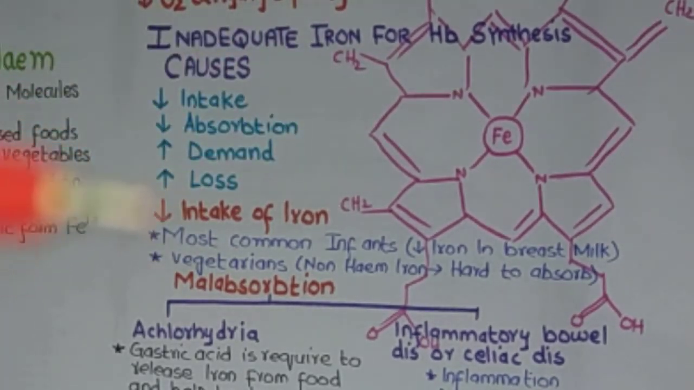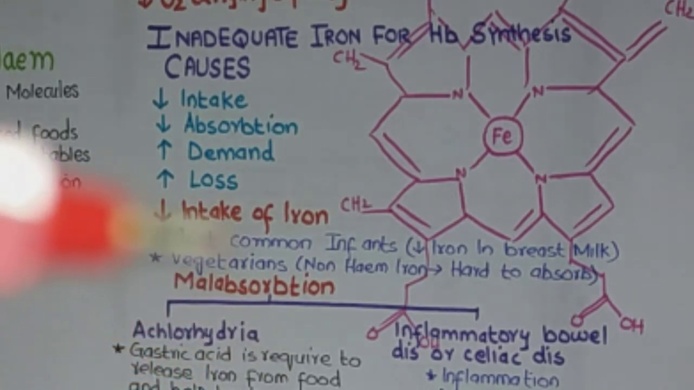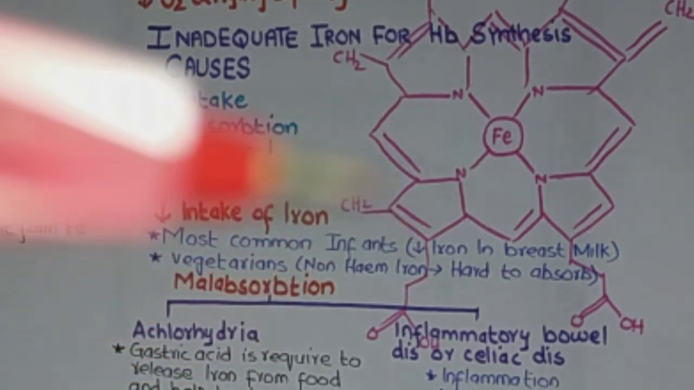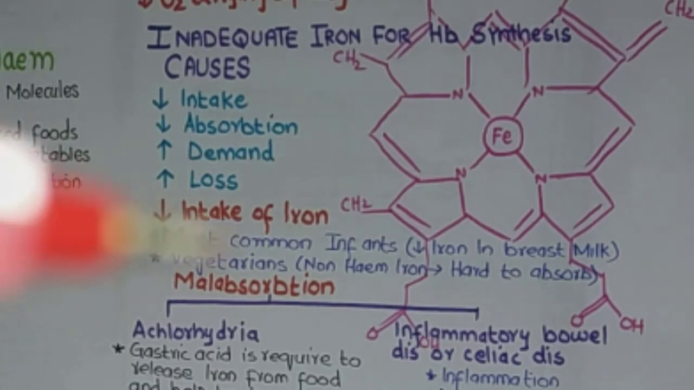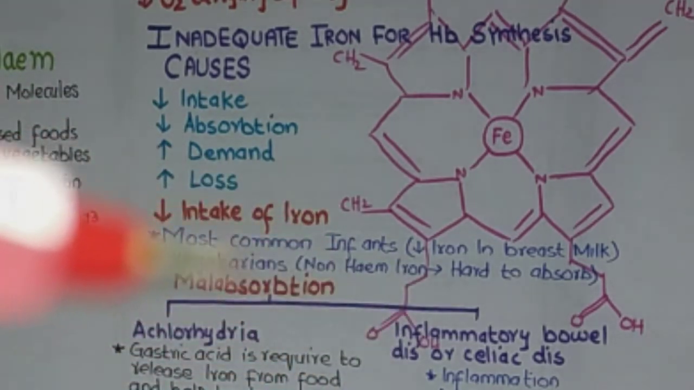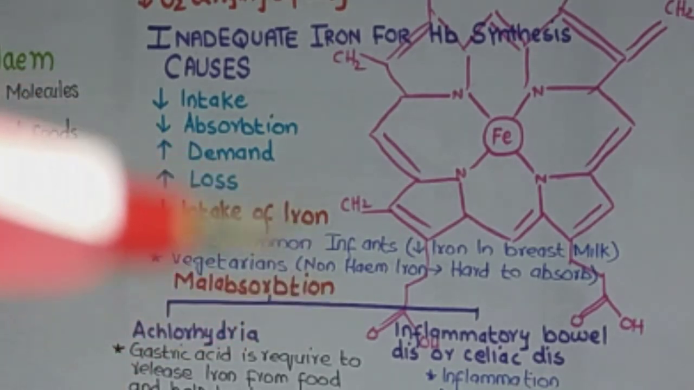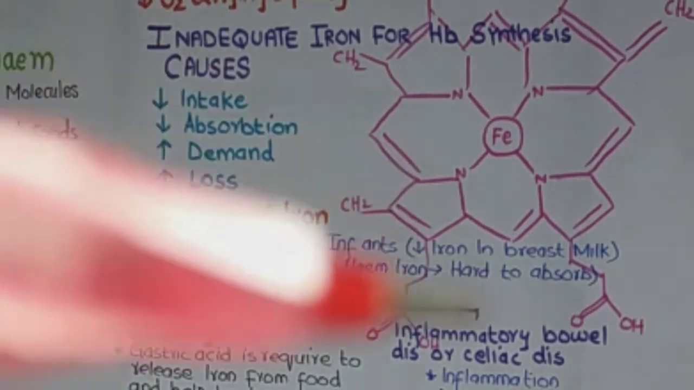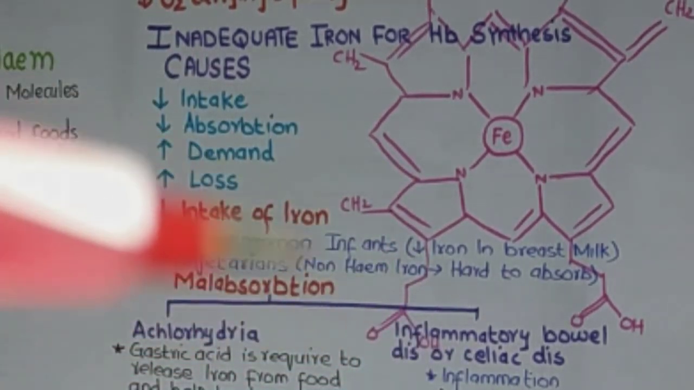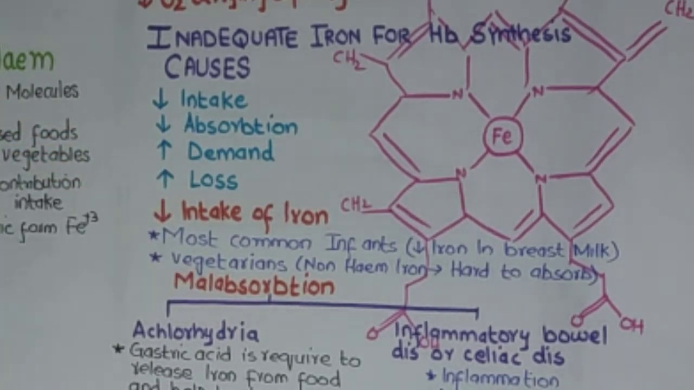First we are looking at decreased intake of iron. Most common in the infants, decreased iron in the breast milk, and the vegetarians, non-heme iron hard to absorb. We see that the infants depend on the breast milk, and when there will be deficiency of iron in the breast milk, the infant will suffer from iron deficiency anemia. And the vegetarians, because in the vegetables the iron form we take is the non-heme iron and the non-heme iron is hard to absorb. So those who are vegetarians, they will suffer from iron deficiency anemia.